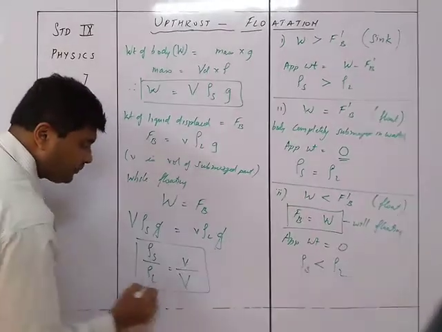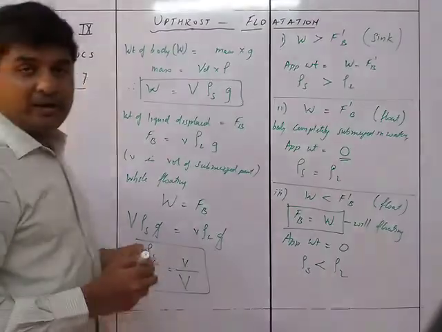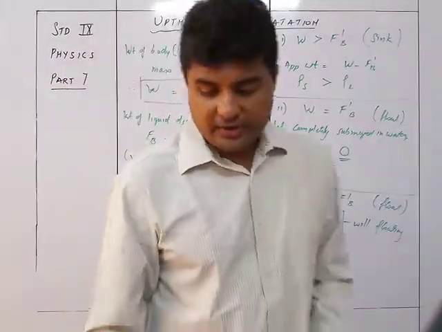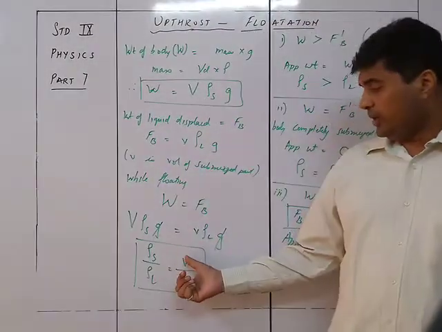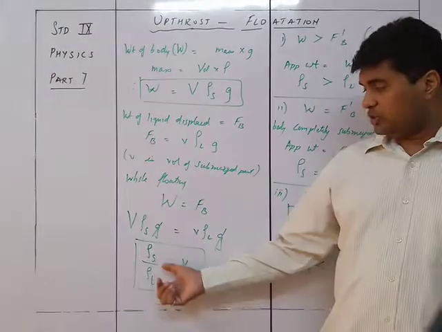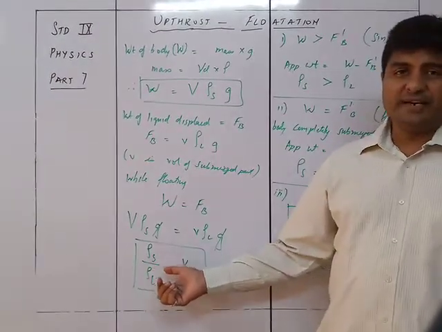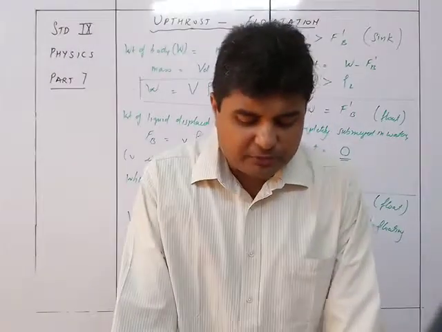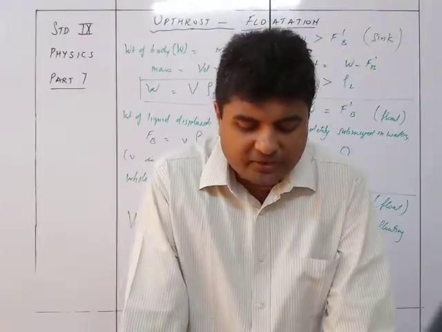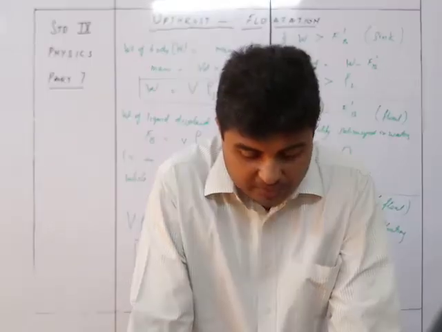That is the formula for the principle of flotation: the ratio of the volume of the submerged part of the body to the volume of the body is equal to the ratio of the density of the solid to the density of the liquid. So the volume of the immersed part of the body upon the total volume of the body is equal to the density of the body upon the density of the liquid.